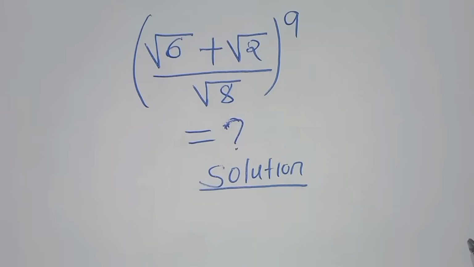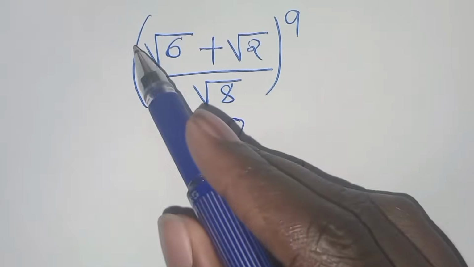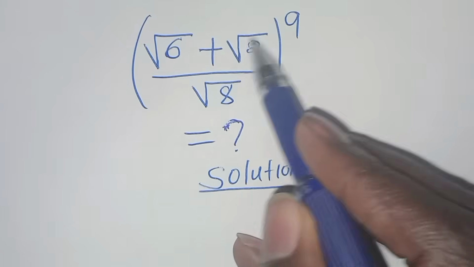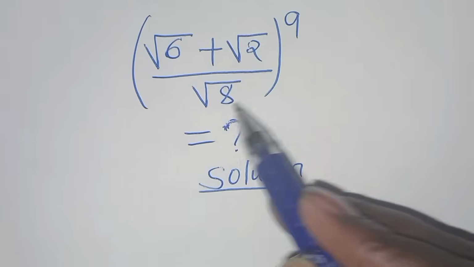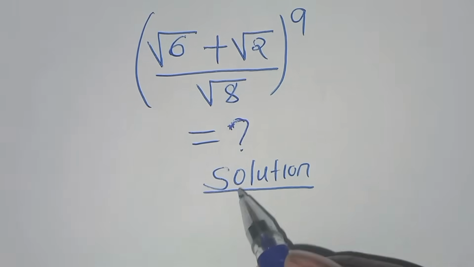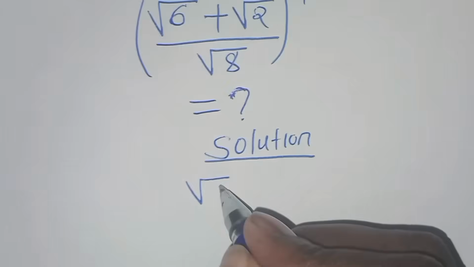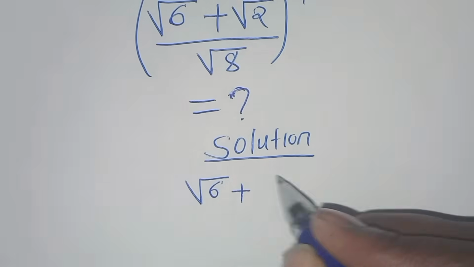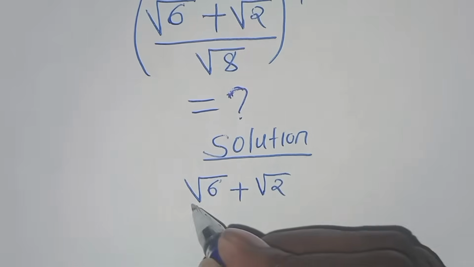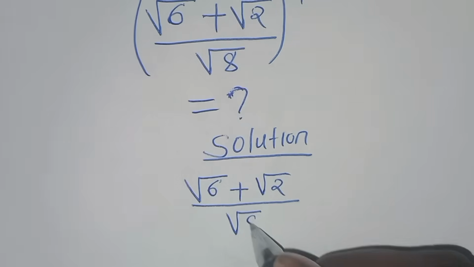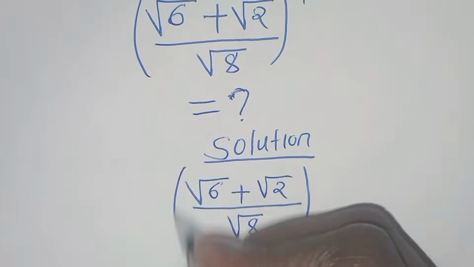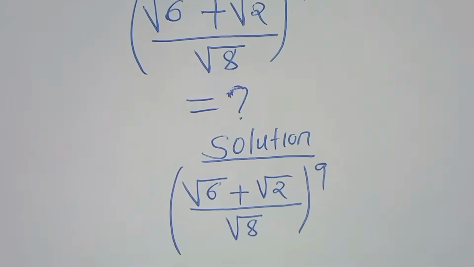Hello everyone, you're welcome to solve this nice math problem, which is (√6 + √2) / √8, all raised to the power of 9. Now, let's begin the solution from here. We have (√6 + √2) / √8, everything here raised to power 9.